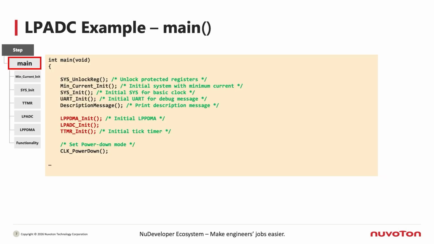Now, let's take a look at the program itself. From the main function, you can see the overall structure of the program. In this low power ADC example, we actually use only a few key features: the tick timer, the low power ADC, and the low power PDMA. These modules work together to achieve automatic operation in low power mode. As for the initial system setup, like the minimum current init, system init, and UART init functions, you can refer to the low power timer sample code video for detailed explanations.